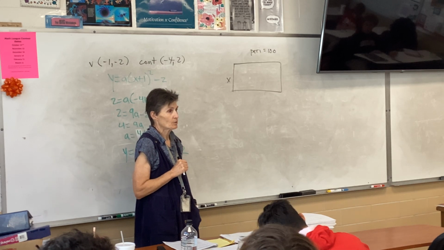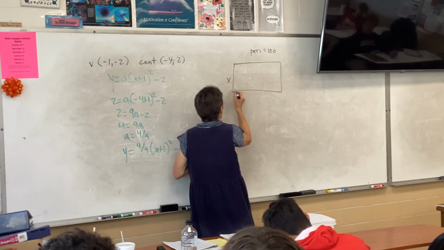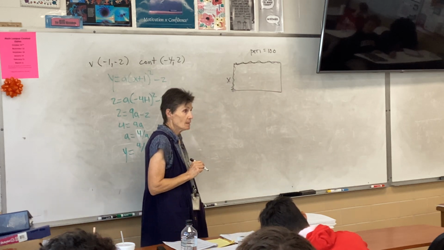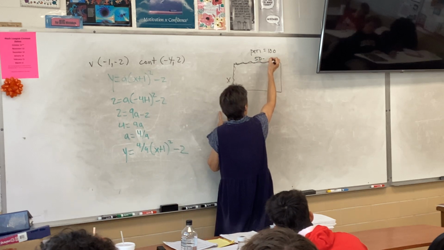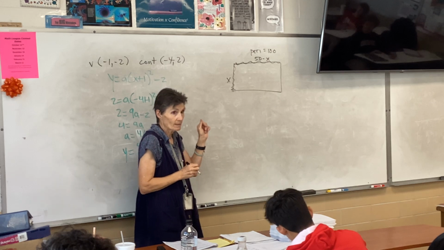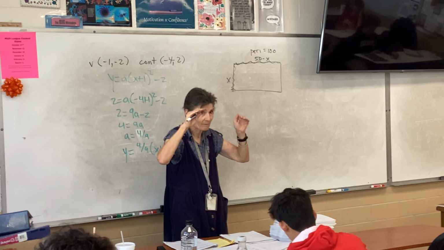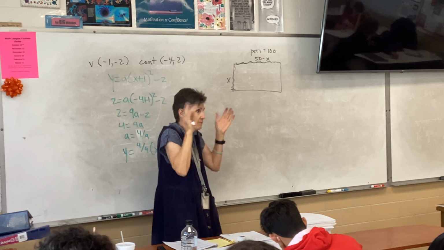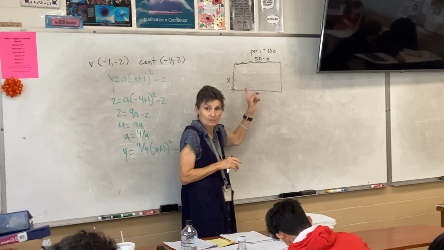What do they all add up to, you guys? All the sides? 100. All the sides add up to 100. So what do these two add up to? 50? So if this one's X, this one would be 50 minus X. If the whole thing is 100, one width and one length would have to add to 50. So if I call one of them X, the other one is 50 minus X. So if this is 10, that's 40. Does that make sense to you?